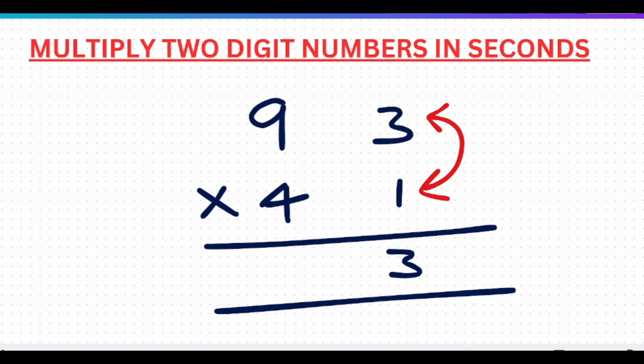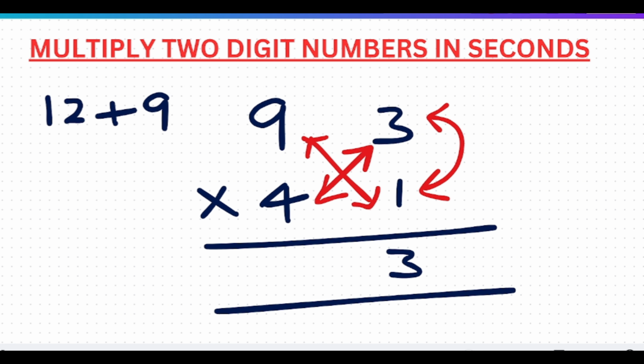And the next step, you multiply these numbers diagonally. You multiply 4 with 3, and you multiply 9 with 1. And then you add them. So 4 times 3 is 12, plus 9 times 1, which is 9. 12 plus 9 gives you 21. Now we write the number in the units place here. So 1 goes here.